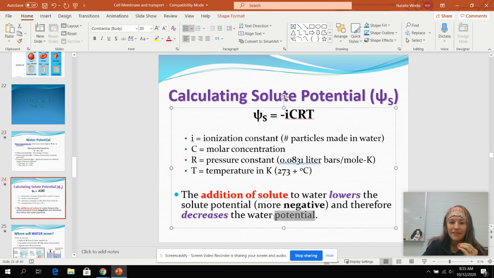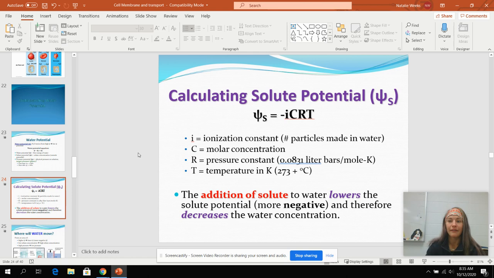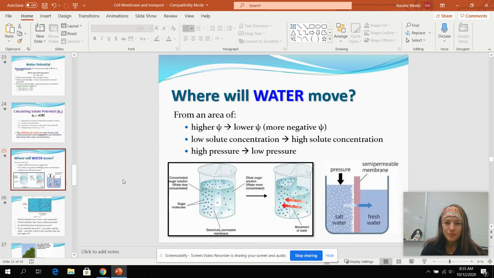Once again, if we take that word potential, oh my gosh, spelling, concentration, something I can't do right now. So if we change that word to concentration, suddenly it makes sense.